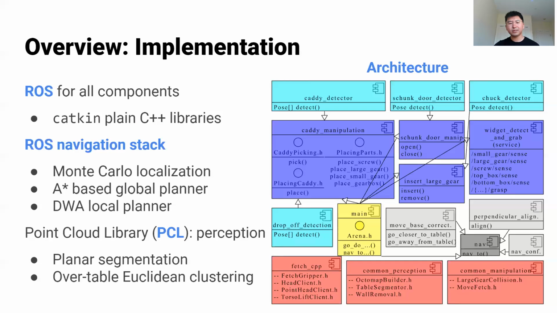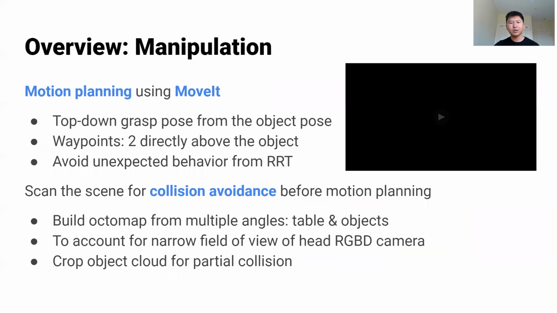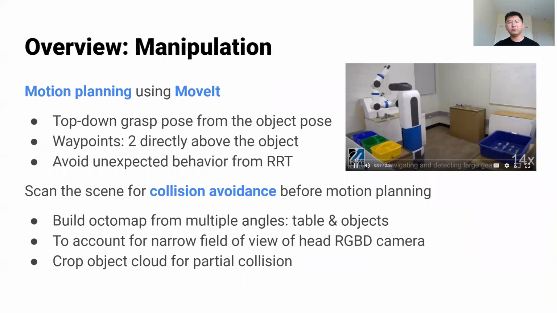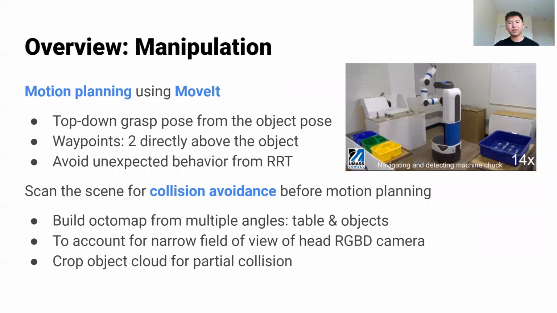We also extracted the common code to operate the Fetch robots and handle perception and manipulation tasks. For motion planning, we use the MoveIt library. After we detect an object, we generate a top-down grasp pose, and we add 2 waypoints above the object. From our experience, this can avoid unexpected behavior from using the rapidly-exploring random tree.